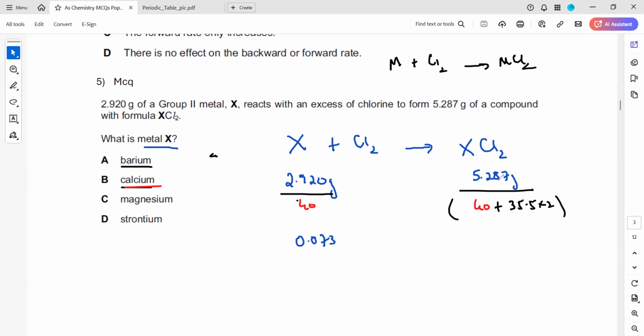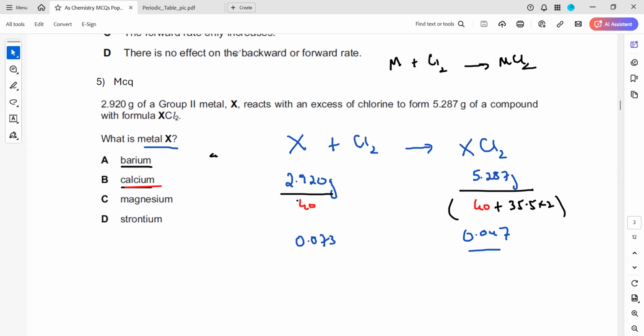And in the same way, 5.287 divided by 71 plus 40, so 111. If we divide 5.287 by 111, how many moles do we get? We got 0.047. So again, the mole ratio is not the same. This is 0.07, this is 0.04. So it means it is not calcium.